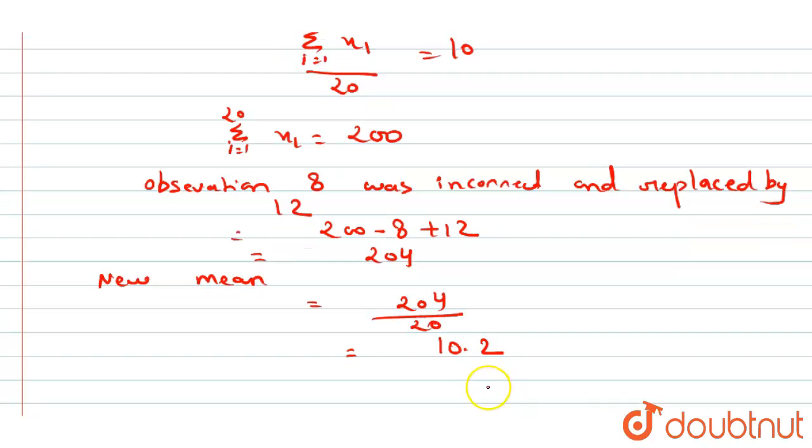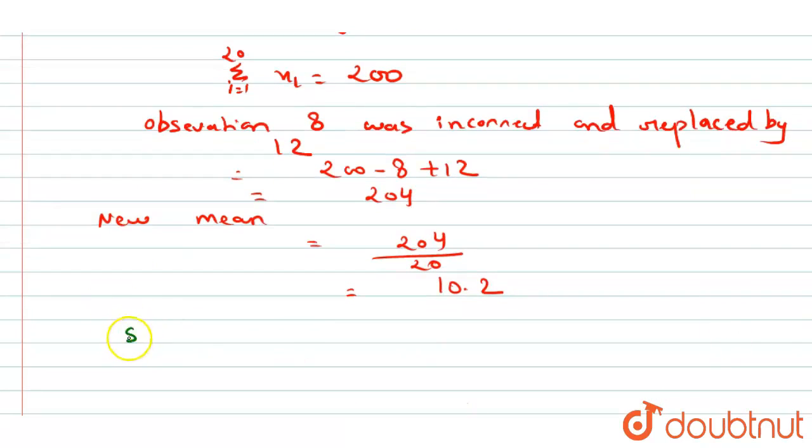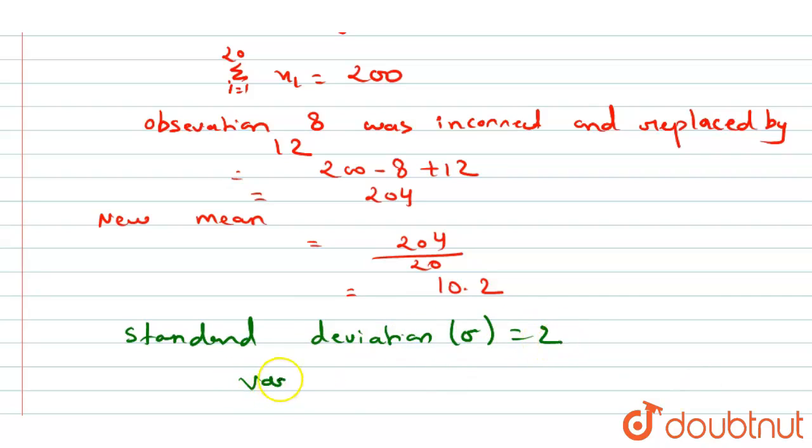Okay. Now standard deviation is also given to us, it is 2. Here it is given standard deviation is 2. So standard deviation represented by sigma is equal to 2. So variance is equal to sigma square, which is equal to 4.